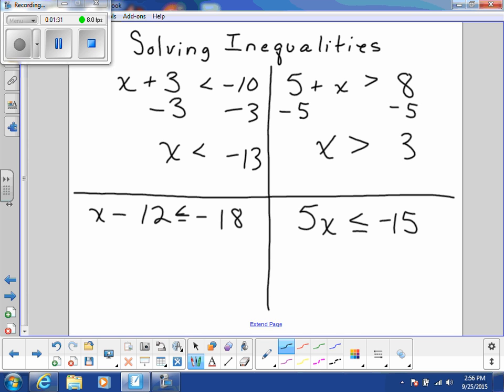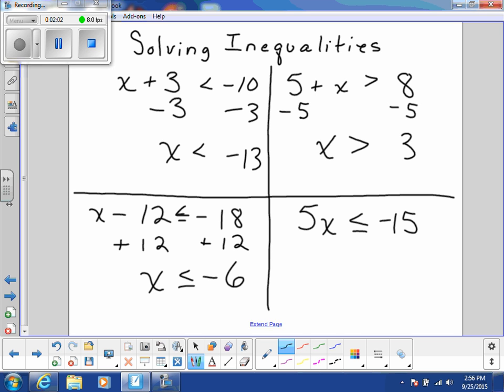All right, next inequality. x minus 12. Well, to get x by itself, you do the inverse of subtracting 12. Remember that the inverse of subtracting 12 is adding 12. That leaves x by itself, less than or equal to in the middle, negative 6. Any number that's less than negative 6 makes that statement true.